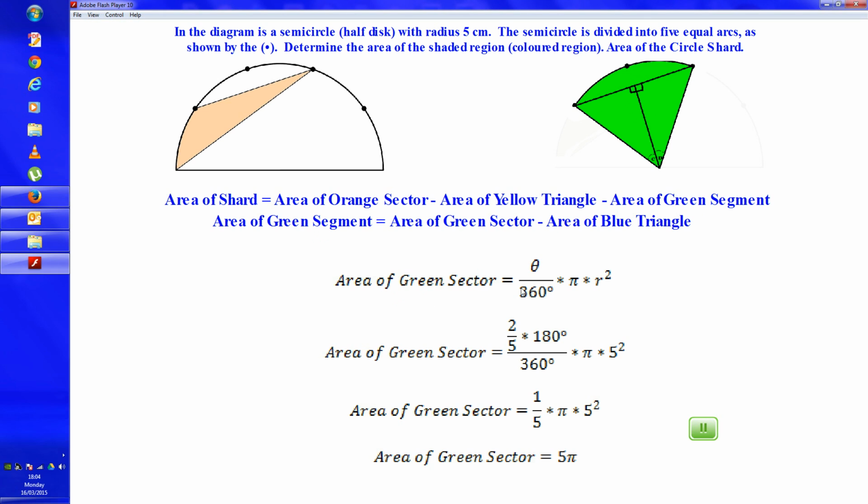So the area of the green sector is straightforward. Because the green sector stretches over 2 arcs out of the 5, we need to work out the angle for the sector, which is 2/5 of 180 degrees, 180 being the semicircle. Now 2/5 of 180 all over 360 degrees, in order to work out the area of the sector, multiplied by pi r squared. This equates to 5 pi as the area of the green sector. Let's move on.